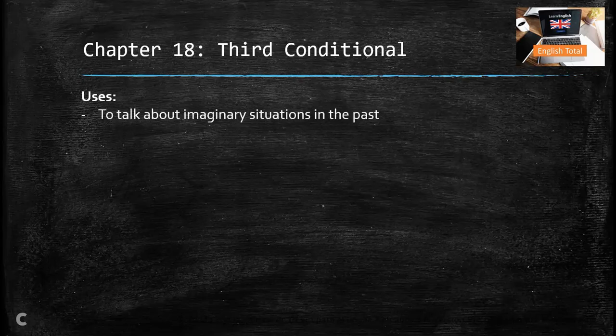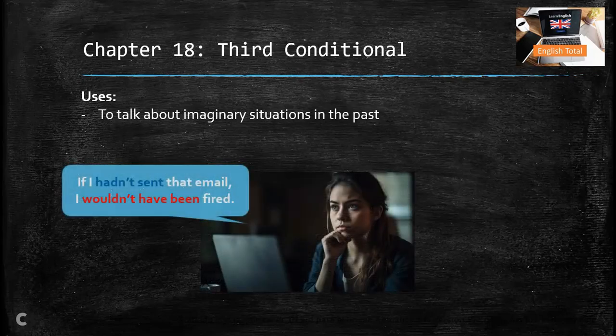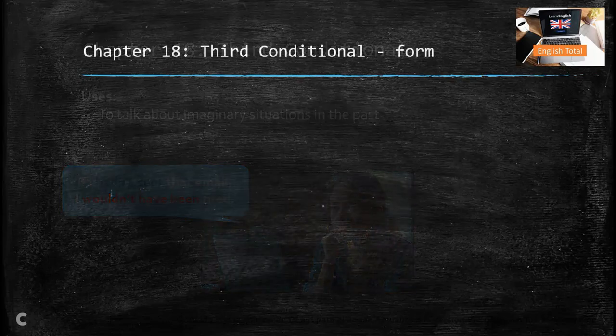You can use the third conditional to talk about imaginary situations in the past. Here's one example. If I hadn't sent that email, I wouldn't have been fired. Wow, that's really unfortunate. Okay, let's move on to talk about third conditional structure.